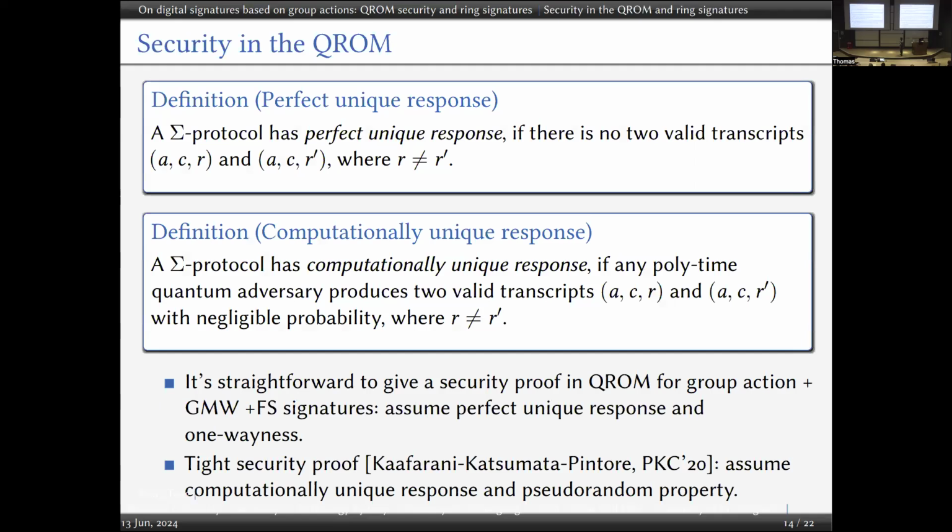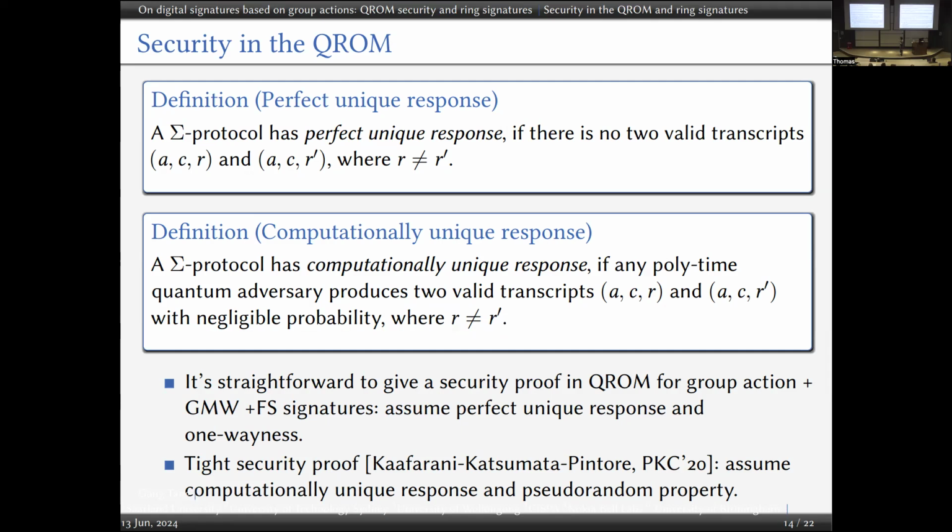So how do we prove security in the QROM? There are two key properties. One is the perfect unique response. We say that a sigma protocol has perfect unique response if there are no two valid transcripts (a, c, r) and (a, c, r') with the same challenge but different responses. We can also define the computational version, where we assume there is no polynomial-time quantum adversary that can produce such two valid transcripts.